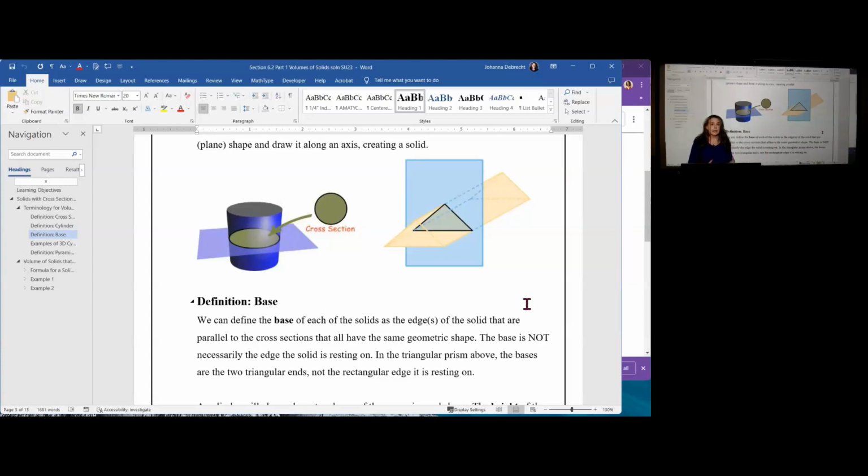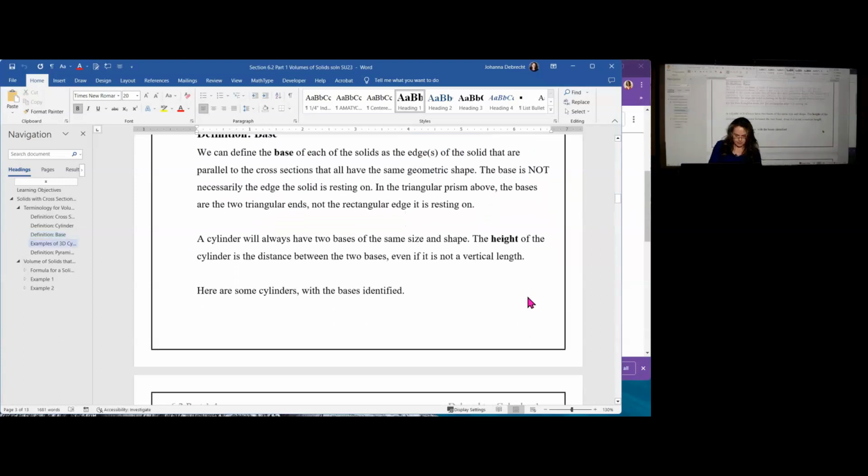In this case, it means I have the same size and shape as the one on the other end, and all our cross sections parallel to us in between are also the same size and shape. Then we refer to what we call the height. The height is given by the distance between the two bases. Here again, the bases have the same size and same shape.